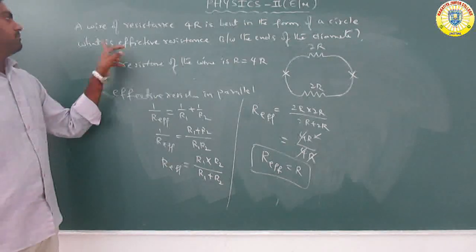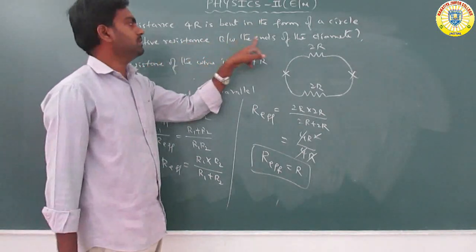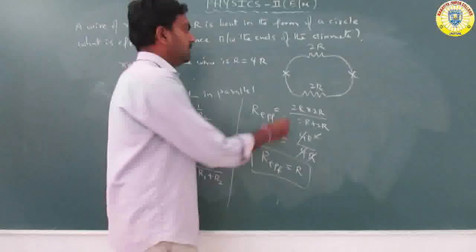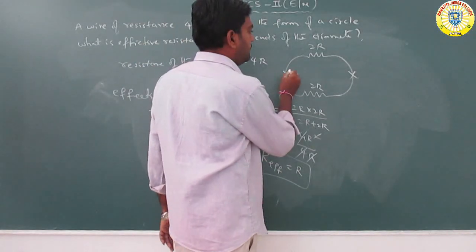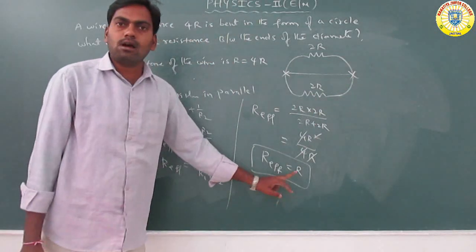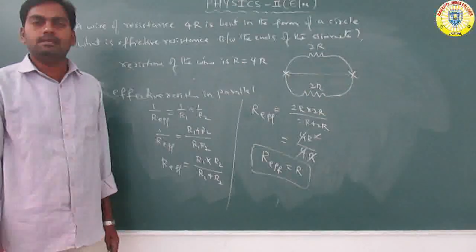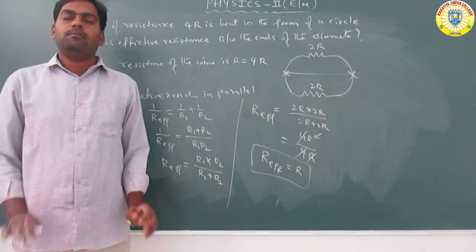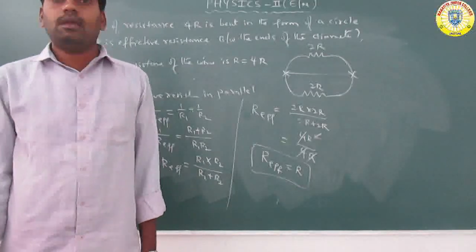What is the effective resistance between the ends of the diameter? The effective resistance between the ends of the diameter is R. Got it. Further problems will be discussed in the next class.